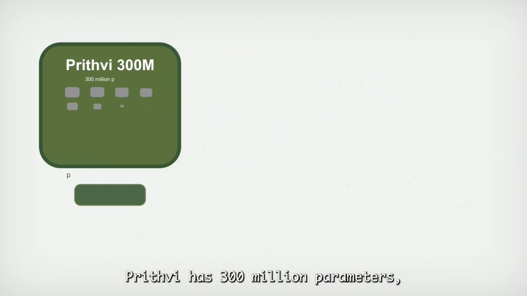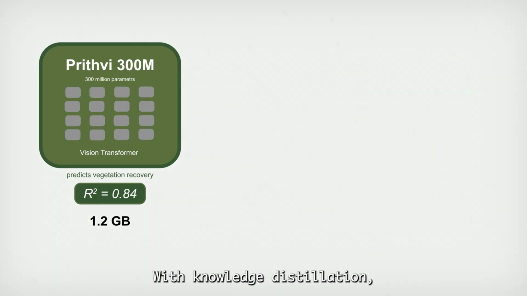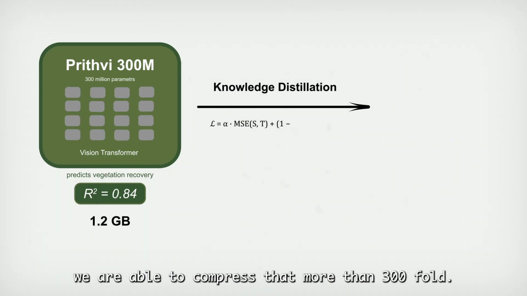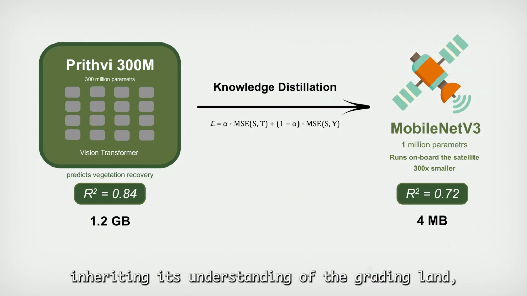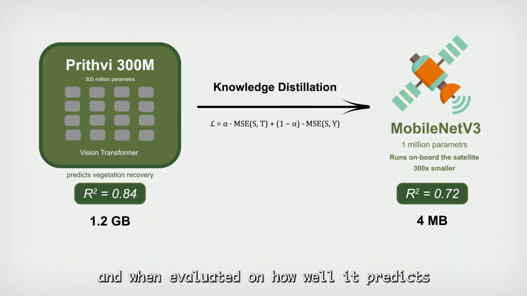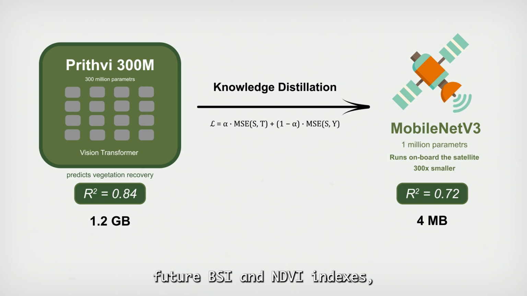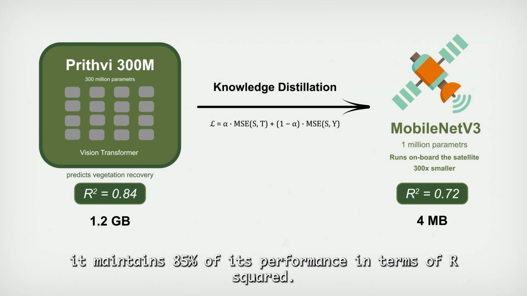Hi, I'm Víctor Tenorio from King Juan Carlos University in Madrid. Prithvi has 300 million parameters, far too much for any CubeSat. With knowledge distillation, we are able to compress that more than 300-fold. The student learns directly from Prithvi's predictions, inheriting its understanding of the degrading land, and when evaluated on how well it predicts future BSI and NDVI indexes, it maintains 85% of its performance in terms of R-squared.